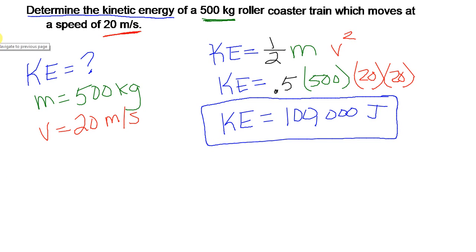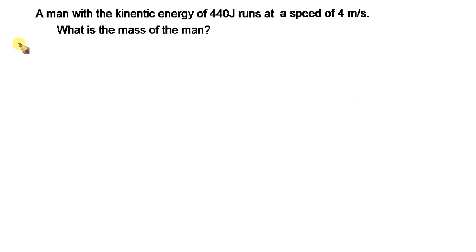Alright, not too bad. Hopefully you're starting to get the hang of it. Let's do one last problem. A man with a kinetic energy of 440 joules runs at a speed of 4 meters per second. What is the mass of the man? Alright, step 1 in solving problems says to identify what I am trying to solve. So I see this word what, I'm going to follow it, and it says what is the mass of the man. So I know I am trying to find mass.